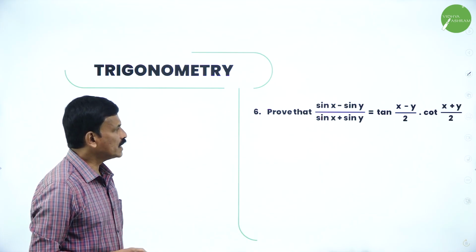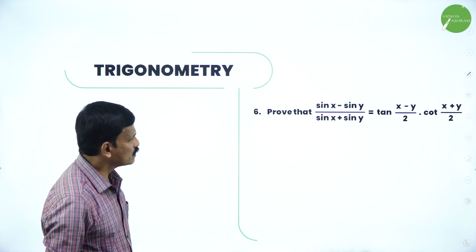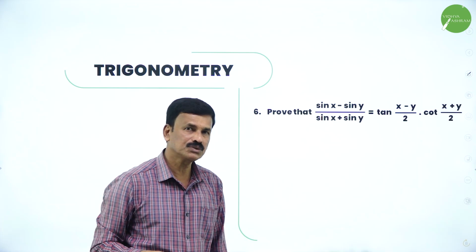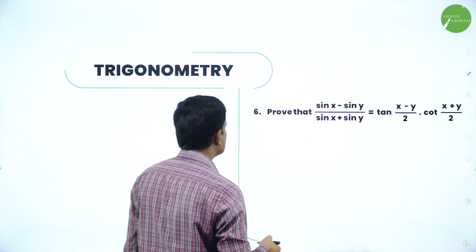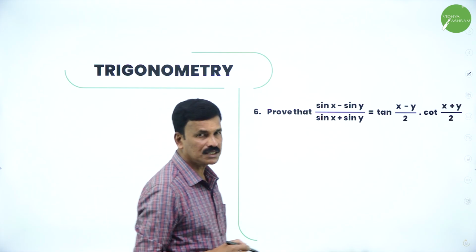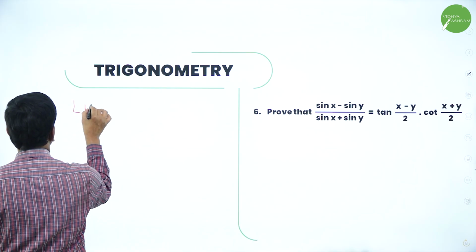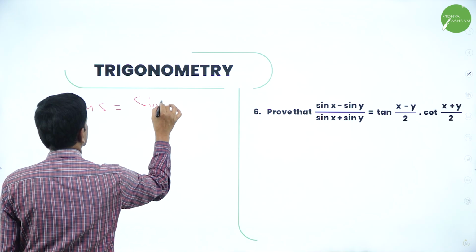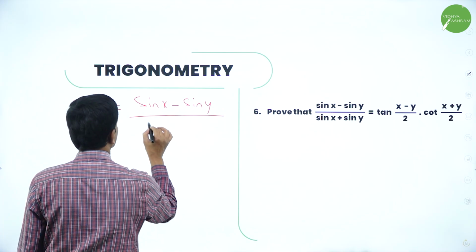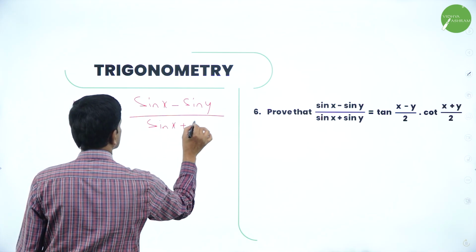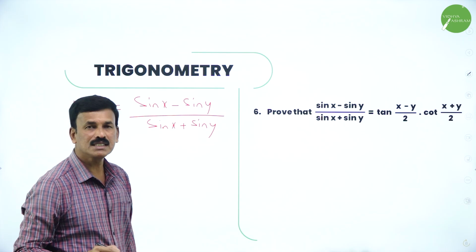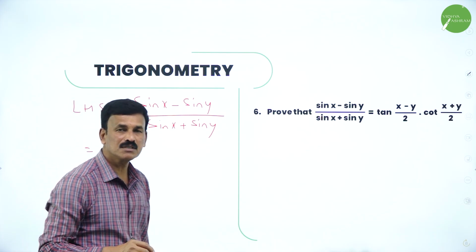Prove that sin x minus sin y divided by sin x plus sin y is equal to tan of x minus y by 2 into cot of x plus y by 2. Right. Now, this is of the form sin c minus sin d divided by sin c plus sin d. Now, take LHS. What is LHS? Sin x minus sin y divided by sin x plus sin y. So, the numerator is of the form sin c minus sin d, and the denominator is sin c plus sin d.